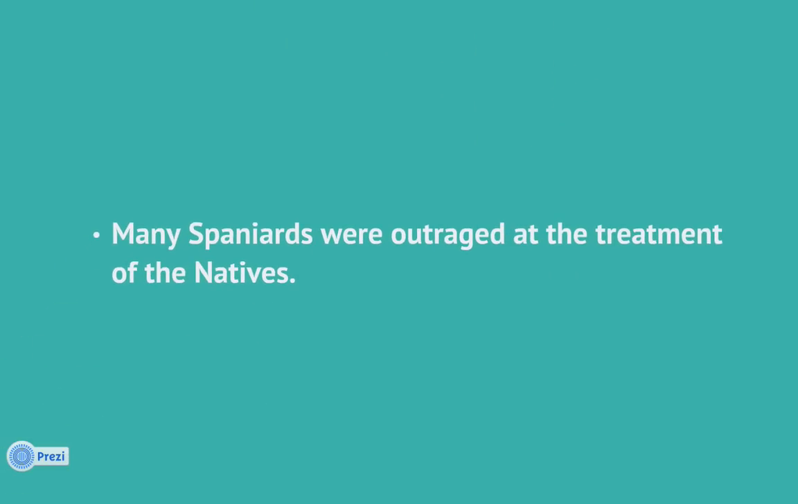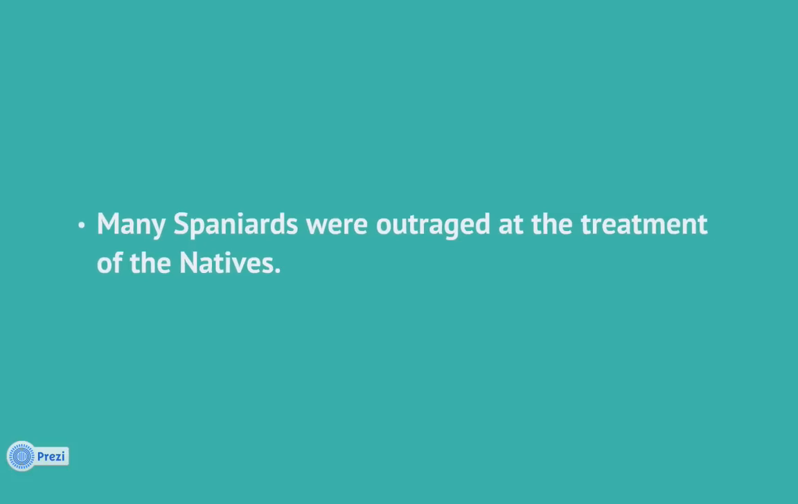Now, many Spaniards were outraged by the treatment of natives. And what you need to think about is there's going to be a hierarchy. You're going to have the monarch, the Spanish monarch. You're going to have the viceroys, which are like lords. You're going to have the conquistadors, which are similar to the knights. And then you will have the natives, who are like serfs, working this land that they previously owned and lived on.